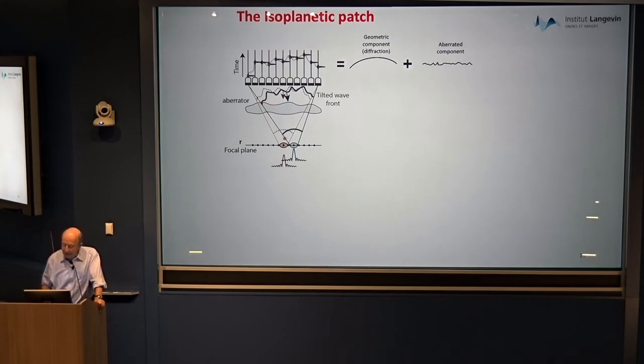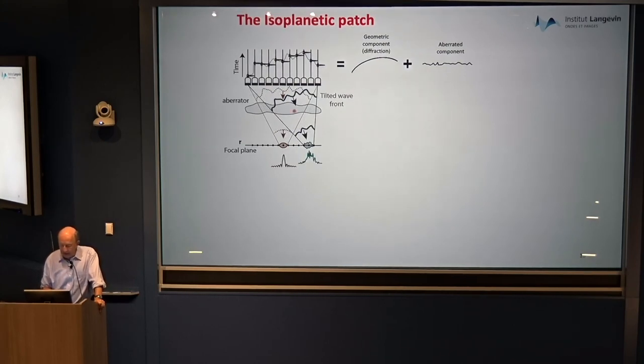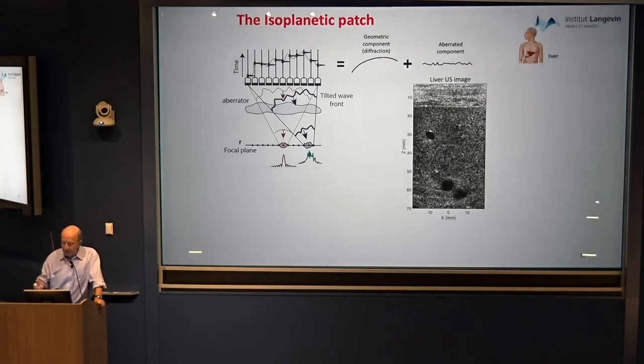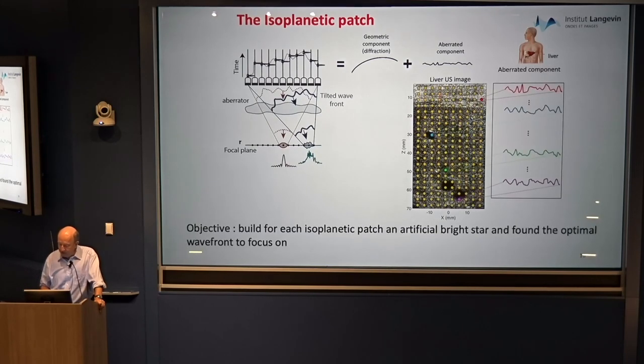And if you work in this isoplanetic patch, you can create it easily. If you are outside of the isoplanetic patch, the wavefront you have to create to focus here no longer has this aberrating component, it's another aberrating component that you have to find. And if you have, for example, an image of liver, you have to know how many isoplanetic patches you have in the liver and how many wavefronts I have to find. And you have to find how many zones of interest can correspond to different Green's functions for a bright spot in all this zone. How to make this game?